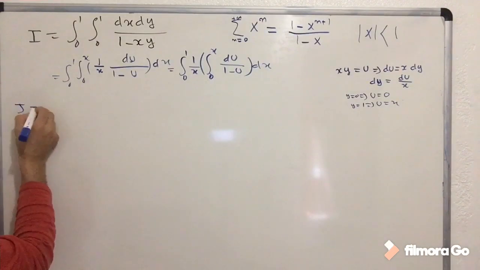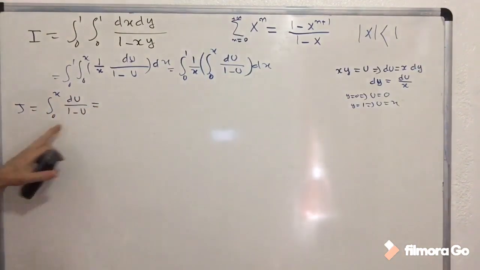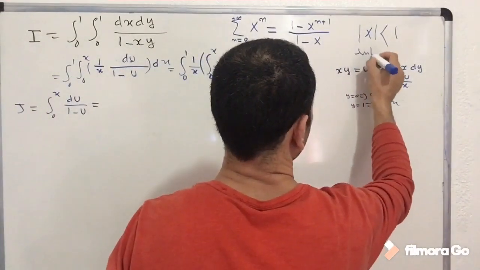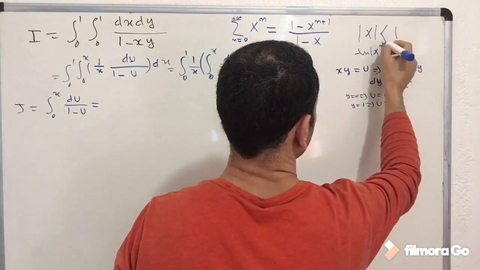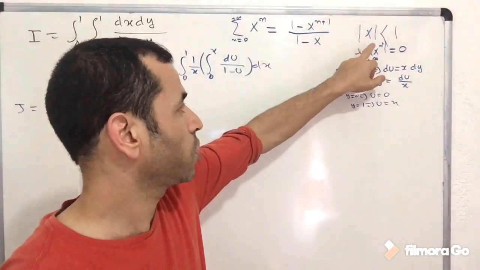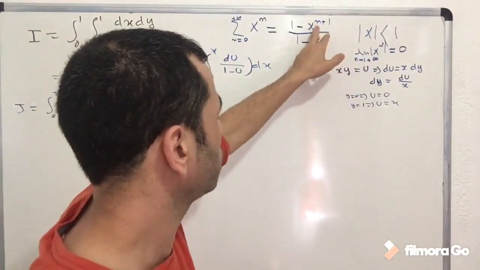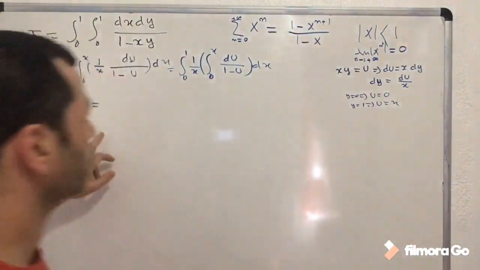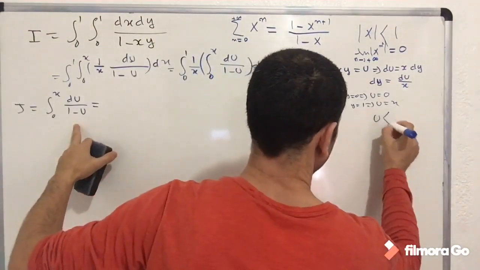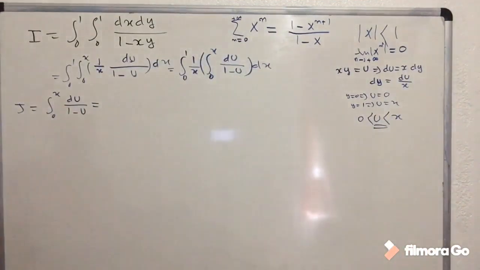So let's call it G, the integral from 0 to x of du over 1 minus u. What does this equal? It's exactly the same thing as the geometric series. For the geometric series, the limit of x to the power n plus 1 equals 0 when n approaches infinity. This is the condition: x has to be smaller than 1, in order to get the limit of x to the power n equal to 0. That's what happens here, because u is larger than 0 and smaller than x, as this integral shows.